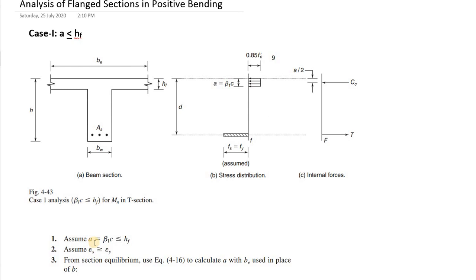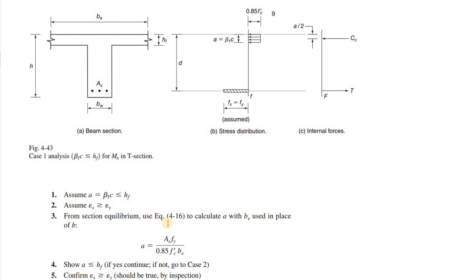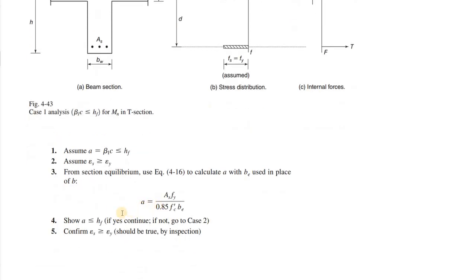So as usual, we will assume that this is case one, and that means we will assume that A, which is equal to beta 1 C, is equal to or lesser than HF. So we'll assume it is case one, and then next we will assume epsilon S equal to or greater than epsilon Y. We will assume that the tension steel is yielding, and from section equilibrium we will be using the already derived equations for A, except that this time B is replaced by BE, because now the compression zone has a width of BE, not B. And once you have your A value, you can check your assumption at step number one.